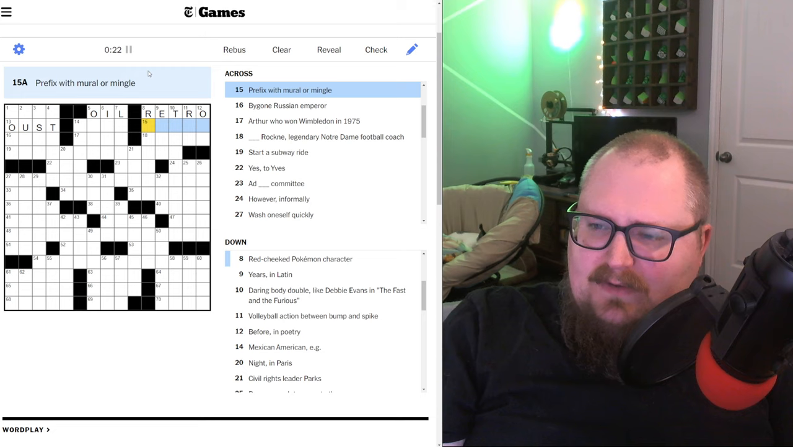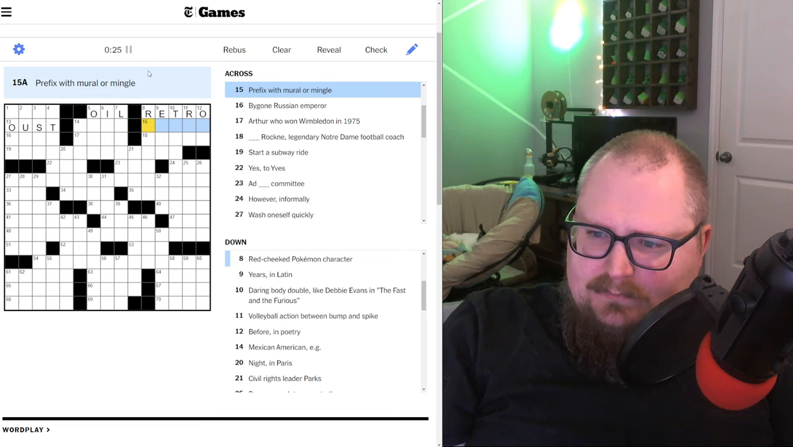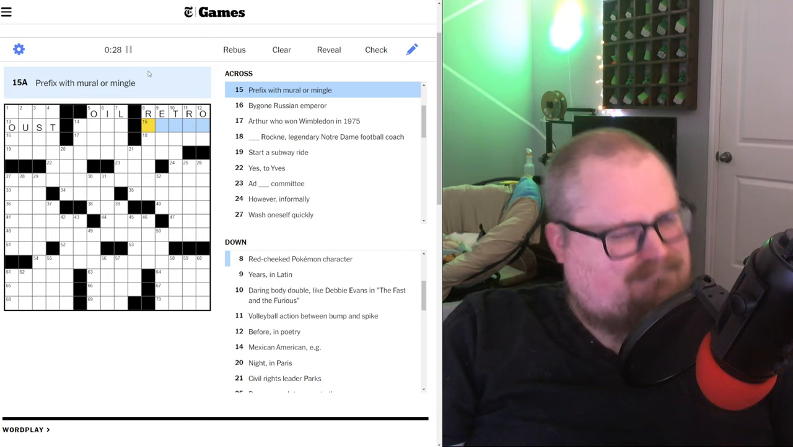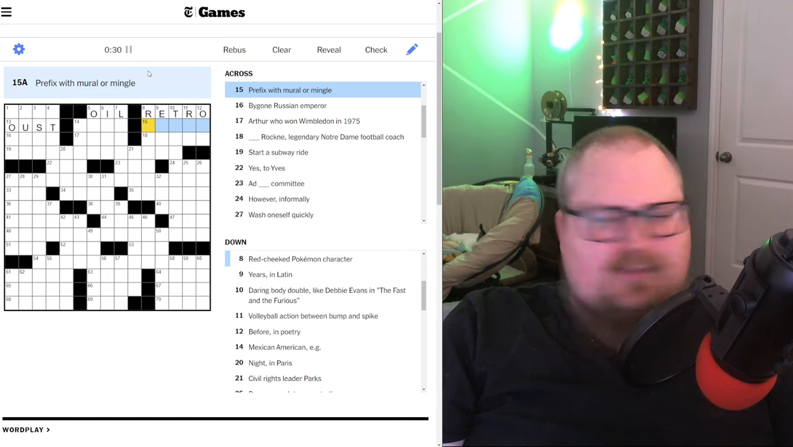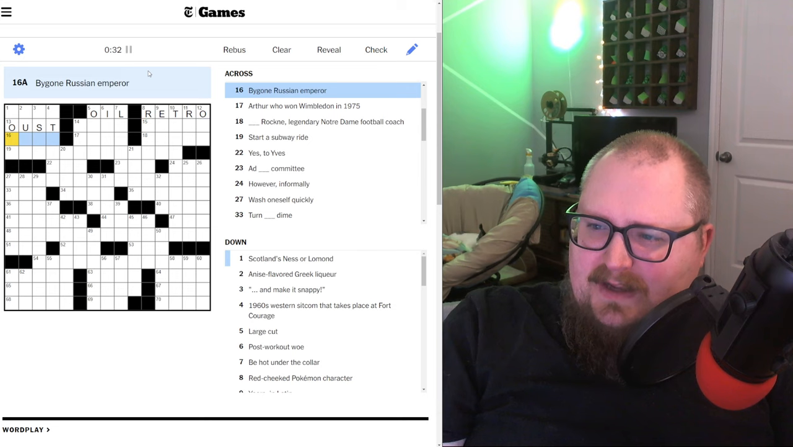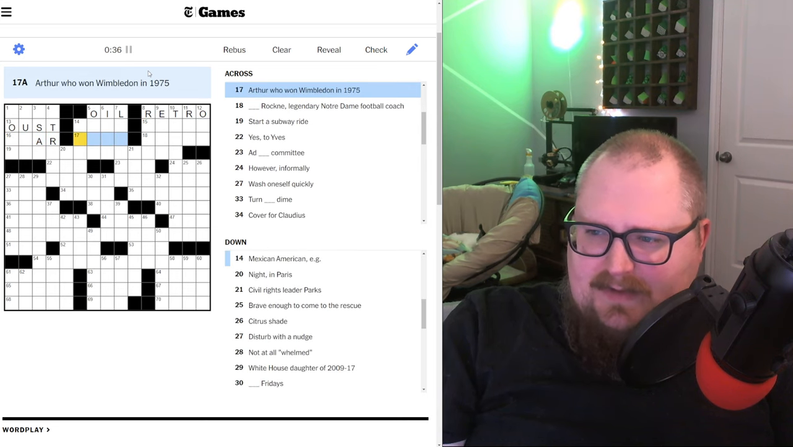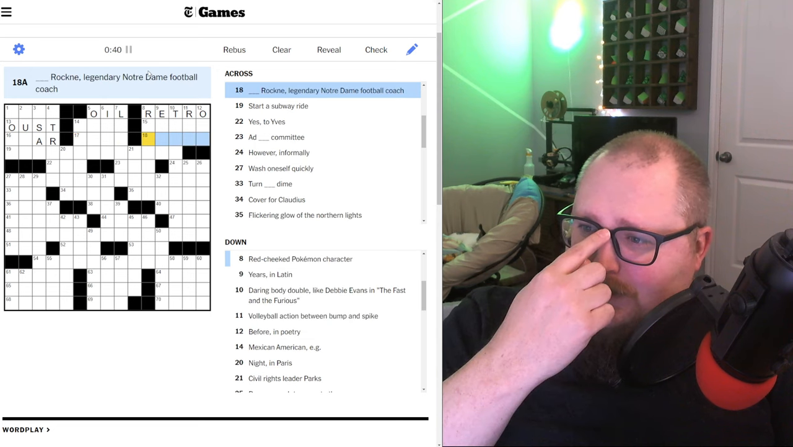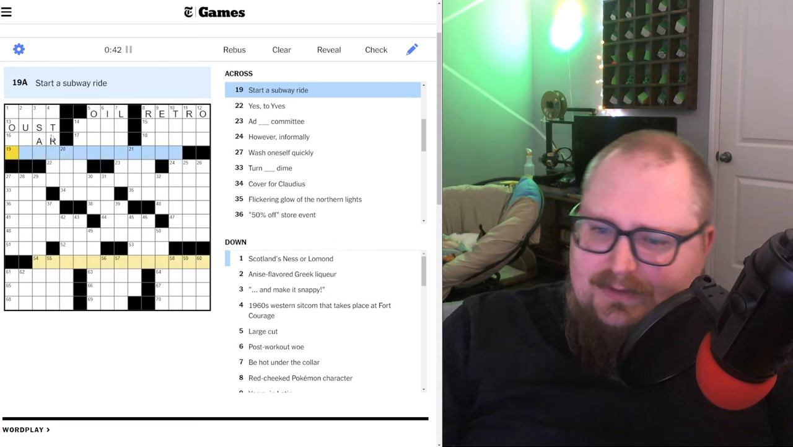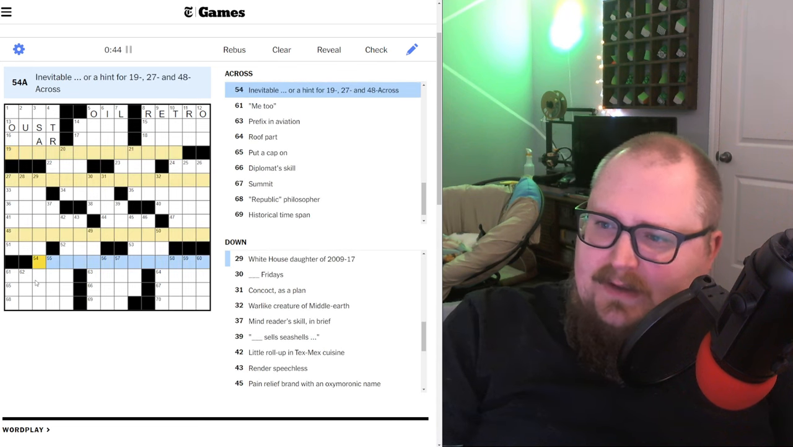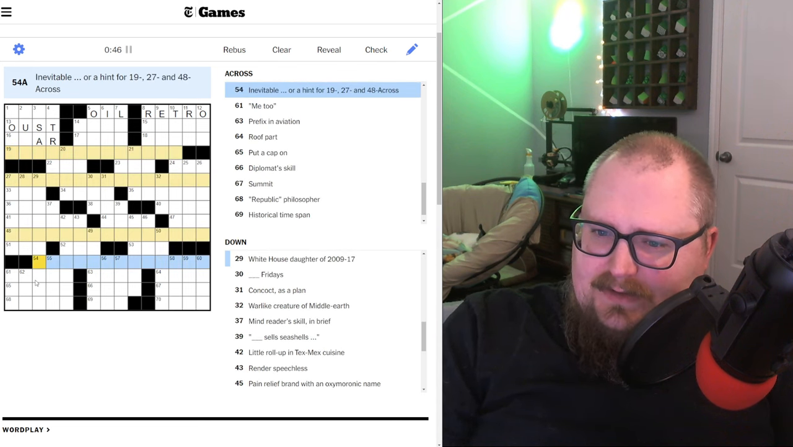Prefix with mural or mingle. In. Prefix with mingle. Bygone Russian emperor. That can be czar, but they change up how they spell it depending on the puzzle. Arthur, who won Wimbledon? Who knows? Football coach? Who knows? We have a clued puzzle. Inevitable or a hint to these other three.